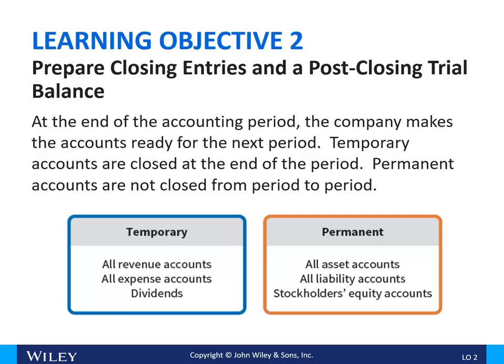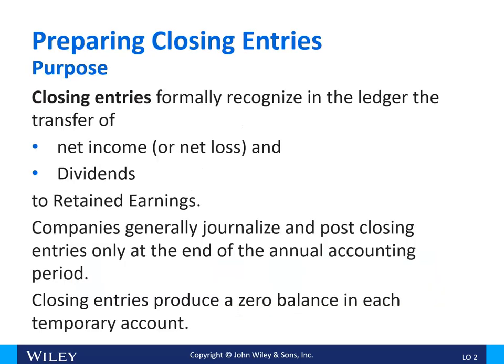As we do the closing entries, we're going to take our net income and our dividends and close it into retained earnings. We'll see how to do that, and that becomes a permanent account. So the closing entries formally recognize in the ledger the transfer of net income or net loss and the dividends into retained earnings. Revenue and expense is in net income, dividends is in the statement of retained earnings. Those are all temporary accounts. We're going to transfer those balances into retained earnings, which is a permanent account on the balance sheet.